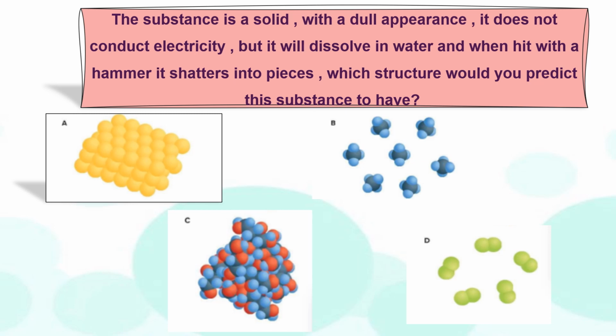The substance is a solid with a dull appearance. It doesn't conduct electricity, but it will dissolve in water, and when hit with a hammer, it shatters into pieces. Which structure would you predict this substance to have?